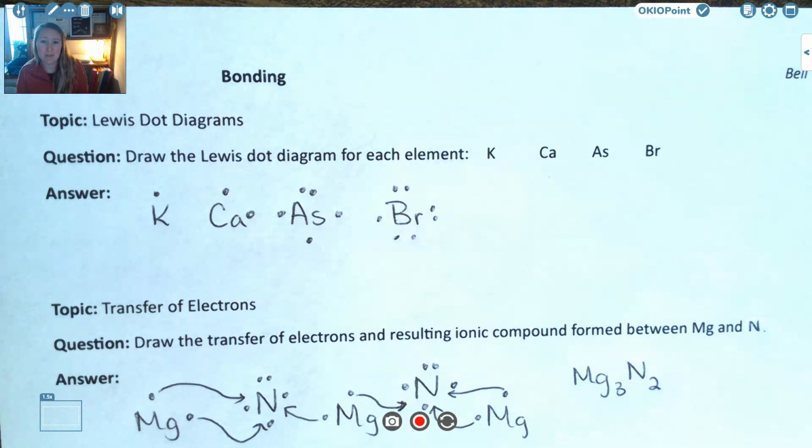Let's get into some of these bonding examples of Bellwork questions. First, we have Lewis dot diagrams. We want our students to be able to identify quickly the number of valence electrons and draw those Lewis dot diagrams for each element. Again, Bellwork should be quick, only about 5 minutes, so pick 4 elements. It'd be nice and easy for them to do from various sides of the periodic table.